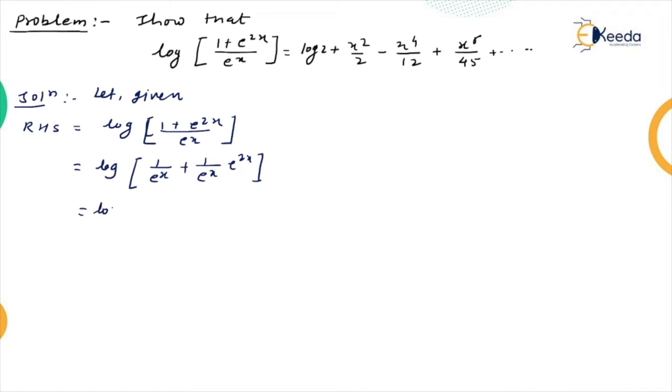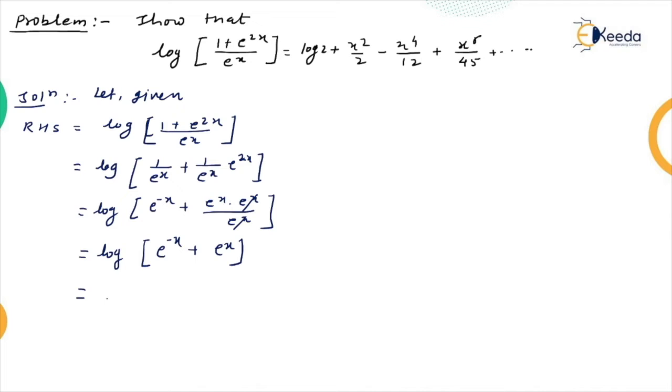You also know that 1 upon e to the power x means e to the power minus x, and for e to the power 2x I am writing e to the power x into e to the power x, divided by e to the power x. So one e to the power x gets cancelled, and what remains is only log of e to the power minus x plus e to the power x. After solving this again, I am writing for adjustment, log of e to the power minus x plus e to the power x.